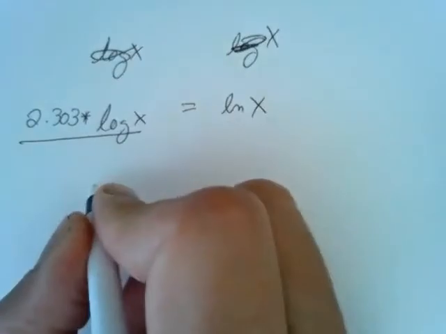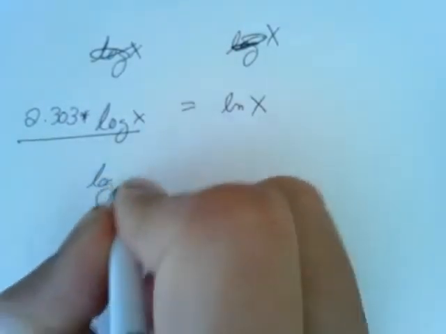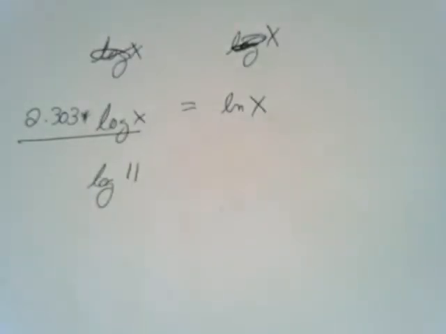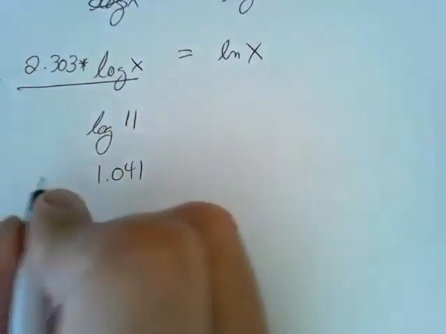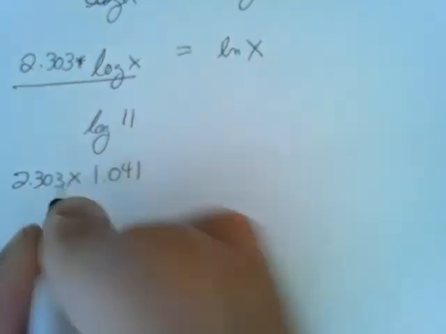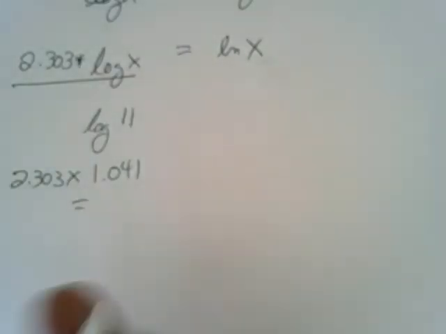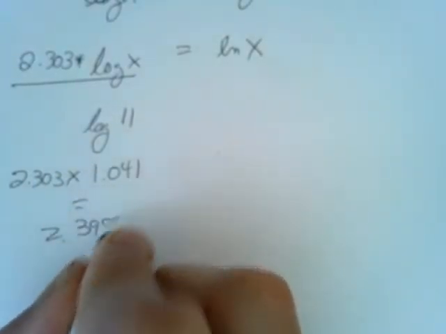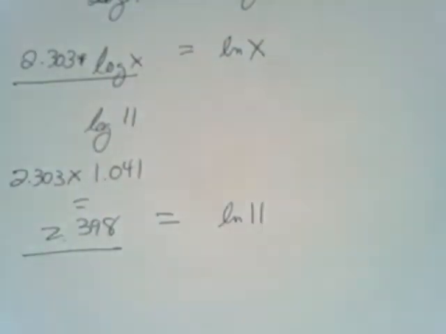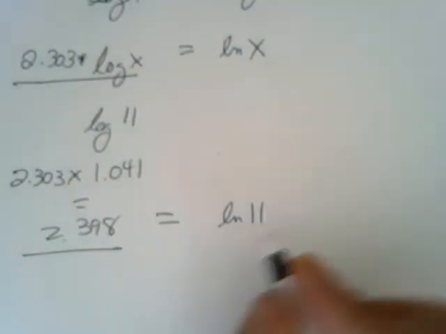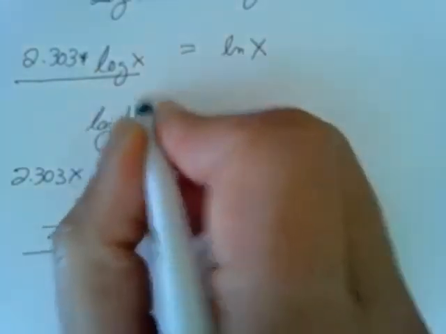So let's go ahead and prove that to ourselves. Pick a number. You can pick a different number than I'm picking. I'm going to pick my favorite number, which is 11. So if I take the base 10 log of 11, I get 1.041. So I take 2.303 times that, and if I just do that calculation, I get 2.398. And now what I'm saying is that should equal the natural log of 11. So if I just do 11 and take the natural log of it, I do in fact get 2.398 when I round.